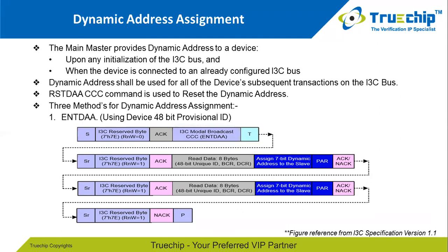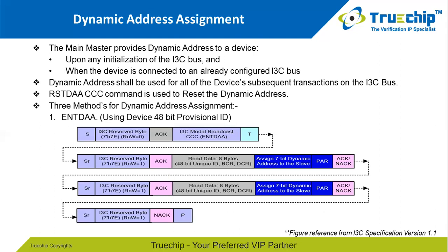As I told previously, for addressing, an I3C slave device must support a dynamic address assignment method. The I3C main master assigns each device a unique address either when the bus is initialized or when a new device is connected to a configured I3C bus. Once a device receives a dynamic address, the dynamic address shall be used in all the device's subsequent transactions on the I3C bus unless the master changes the device's dynamic address. Master can reset the dynamic address either for all devices at once using the broadcast version of RSTDAA or individually with a reference to a specific dynamic address.